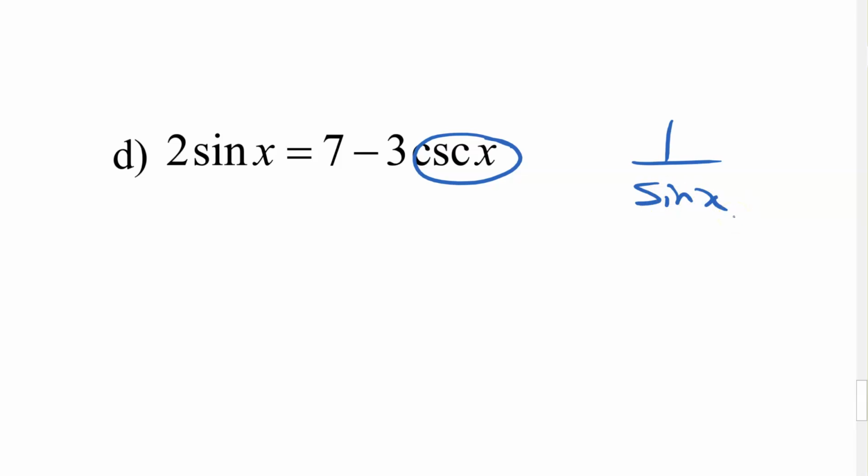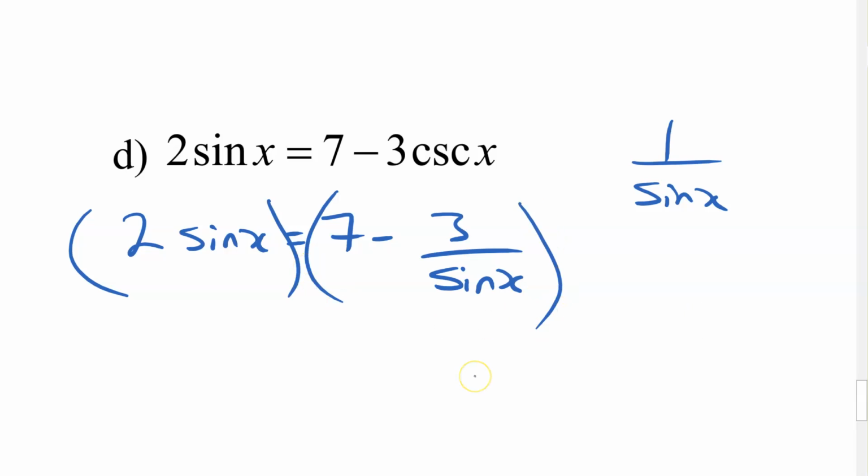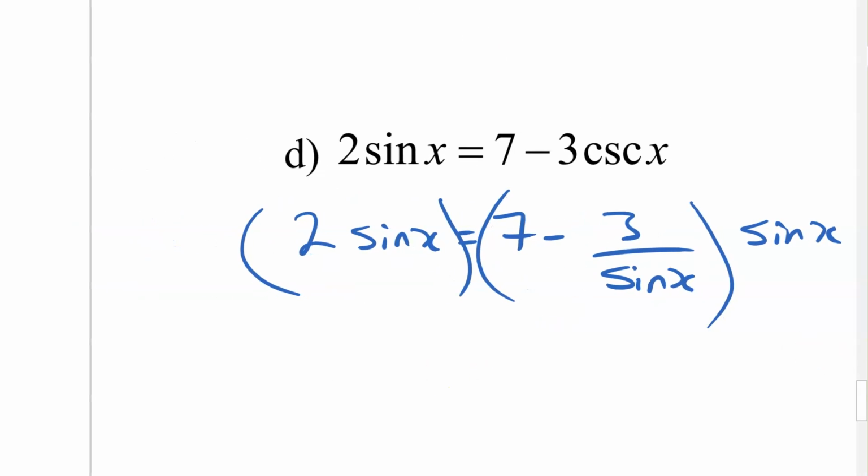So what we're going to do to start off is, again, we've got a fraction here. Maybe I'll rewrite it to begin with. I'll get 2 times the sine of x equals 7 minus 3 times 1 over sine of x. So I'll write it like that. So what I'm going to do is multiply both sides by the sine of x. So in that way, I'm not going to have any fractions.